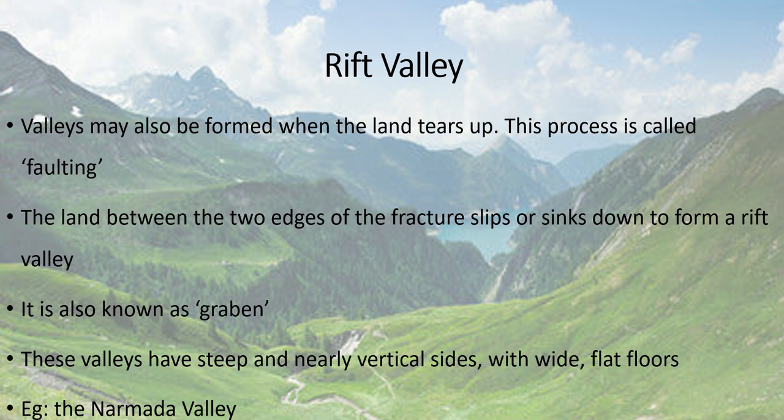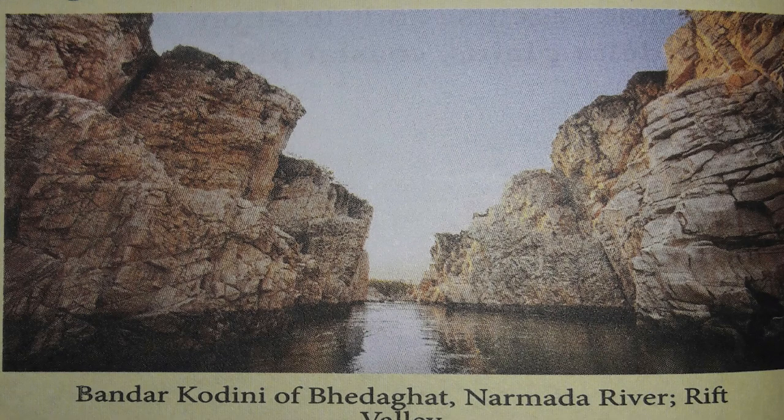So these valleys have steep and very nearly identical and vertical sides, and they have wide flat floors. Here you can see the Narbada River and the steep sides of the mountain and the Rift Valley at the bottom.